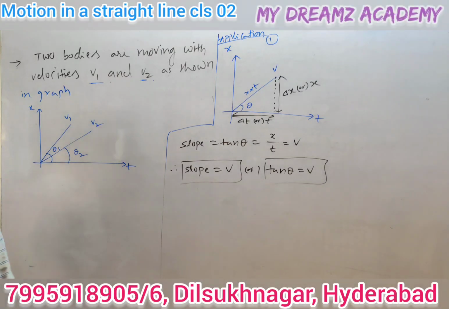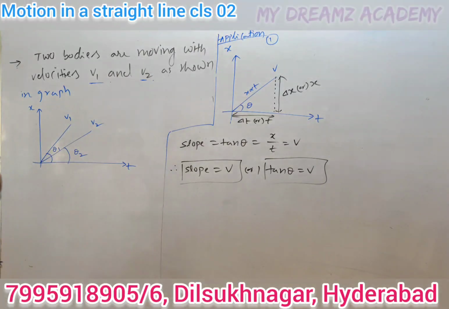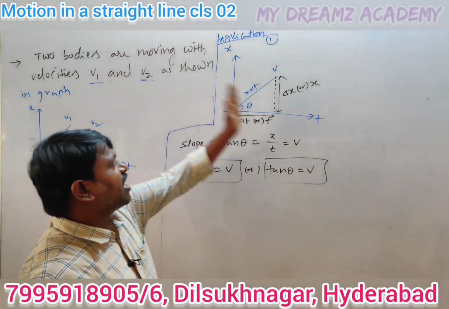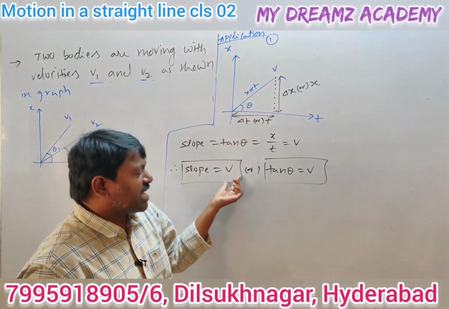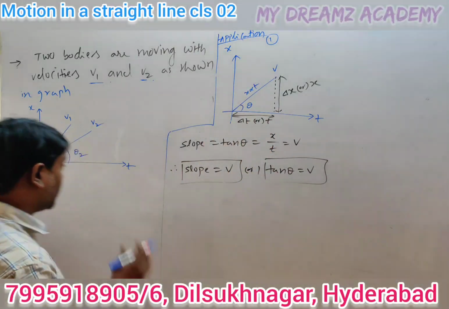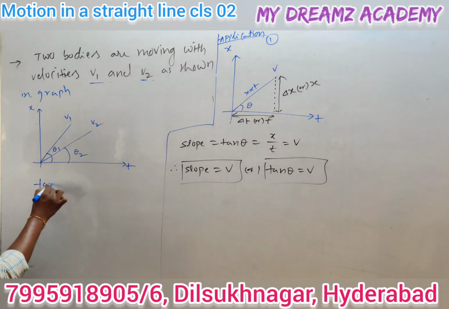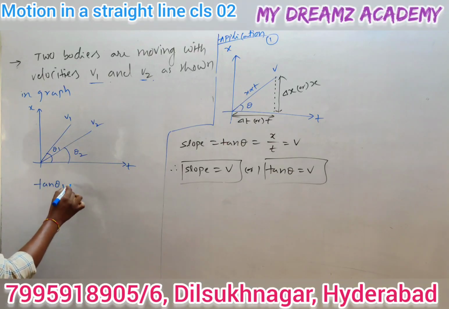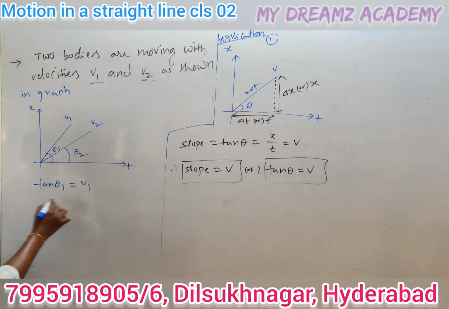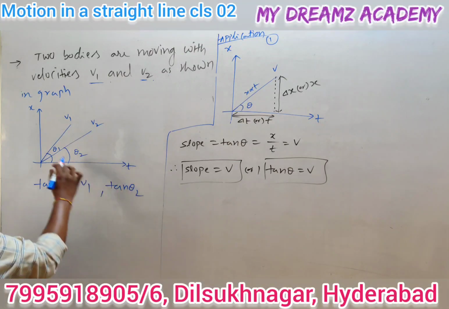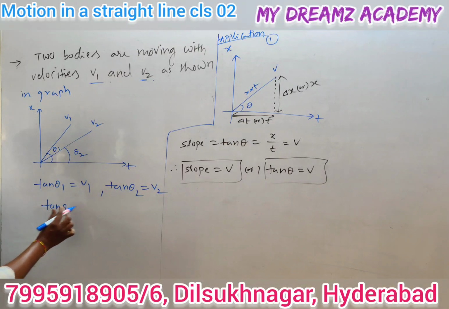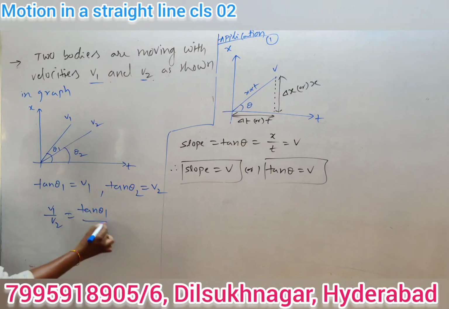Now, what is the ratio of these velocities? The slope of the xt graph equals velocity v, or tan theta equals velocity v. So tan theta 1 equals v1. Similarly, from this graph, tan theta 2 equals v2. So v1 by v2 equals tan theta 1 by tan theta 2.